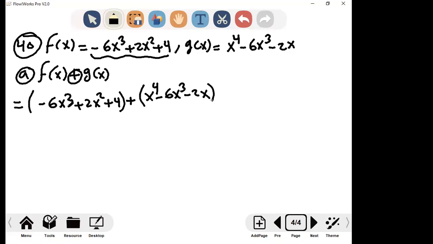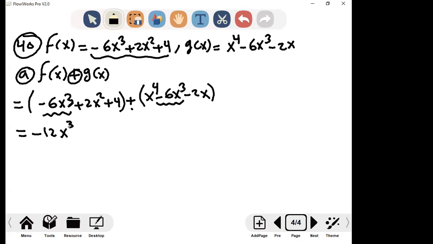Now we have add between them, not multiply. In adding, we search for like terms only. If you have like terms, you can add and subtract. No like terms, you cannot add or subtract. So here, negative 6x power 3 with negative 6x power 3, right? Negative 6 plus negative 6 is negative 12, and x power 3 stays the same, not x power 6.